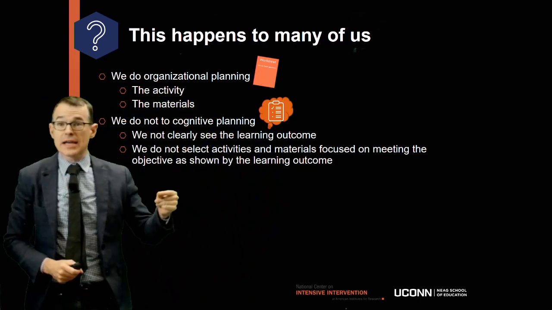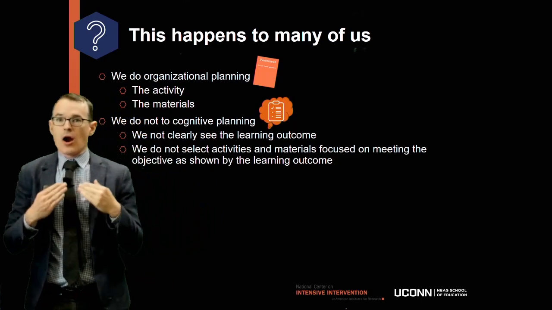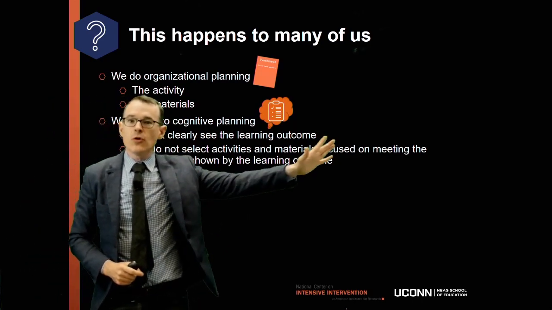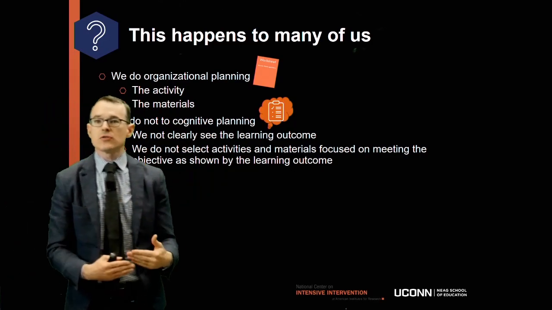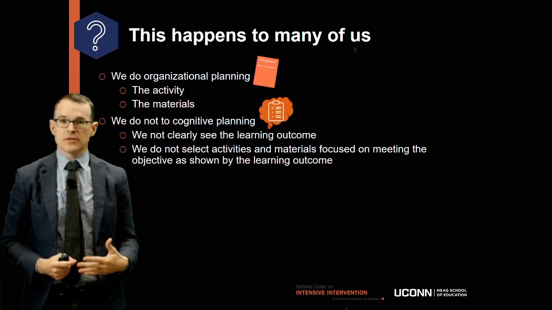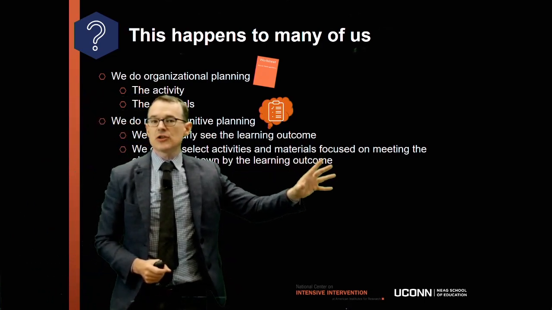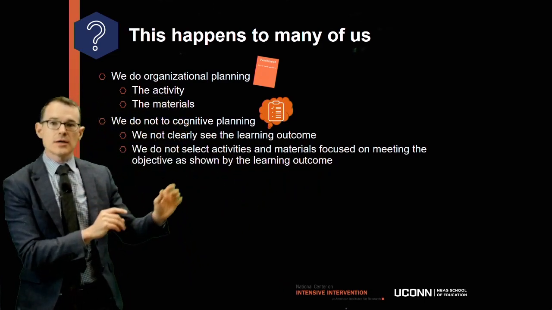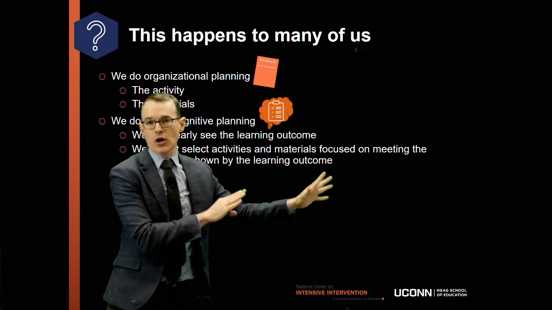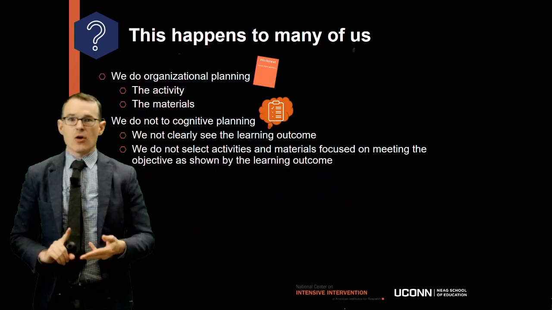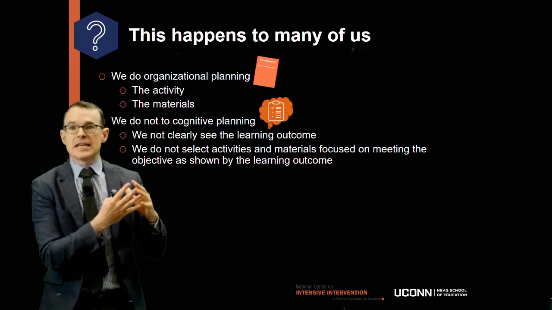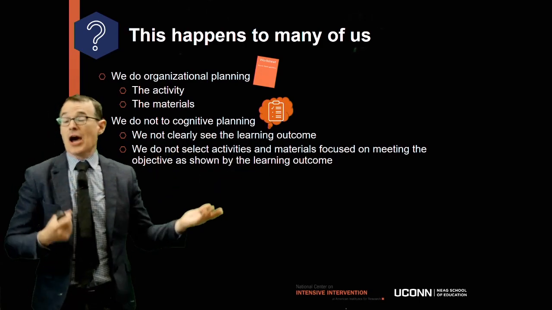The cognitive planning means that we are thinking about our objective carefully. And often what is not clear in people's minds is what the learning outcome will be. What does it look like for students to master the objective? So ultimately, the activities and materials get selected not because they meet the objective and are shown in a learning outcome, but because maybe they're fun, or they're easy to think about, or they sort of match some idea of a practice like I had seen on a website.